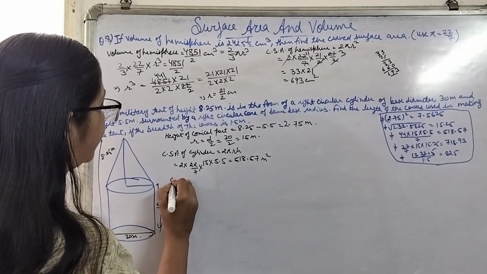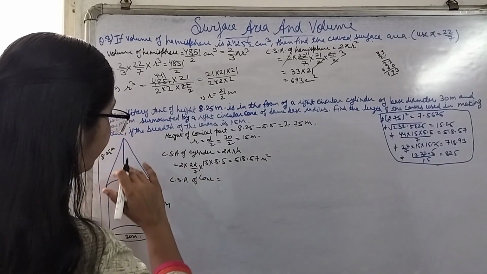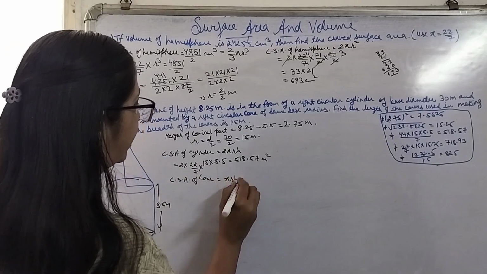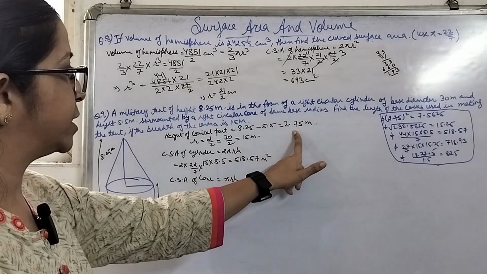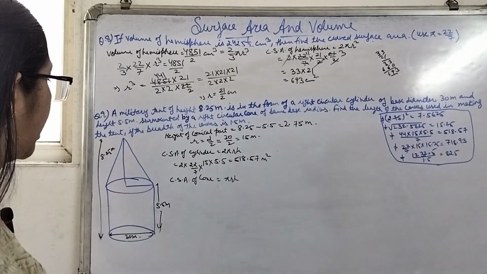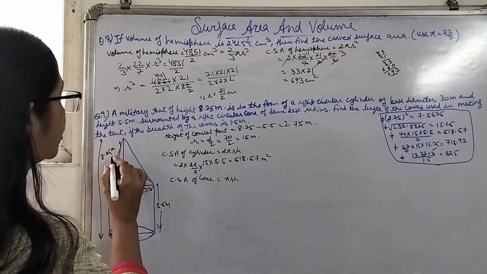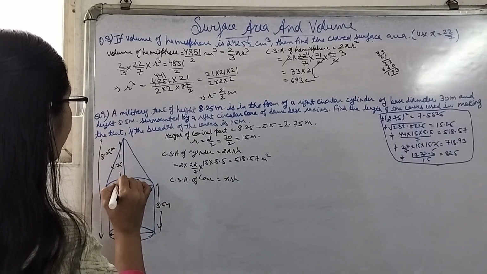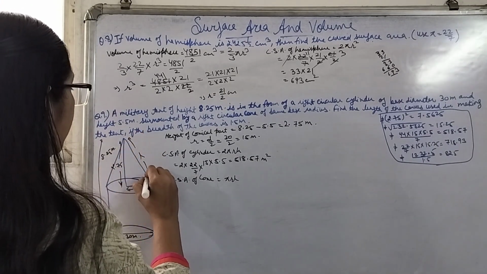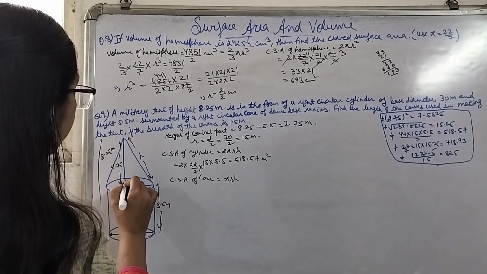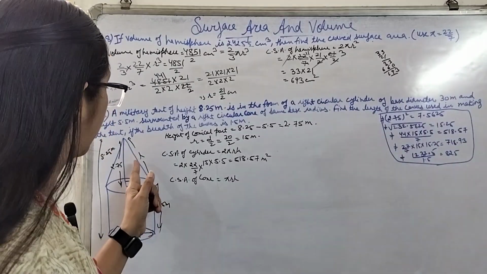Now the curved surface area of the cone, that is the conical part, is pi r l. We have the value of h, that is 2.75 meters, and the value of r, that is 15 meters. So first of all, we have to find the slant height. Suppose the slant height is L. Then again, it is a right angle triangle, so by the Pythagoras theorem, we can find the value of L.